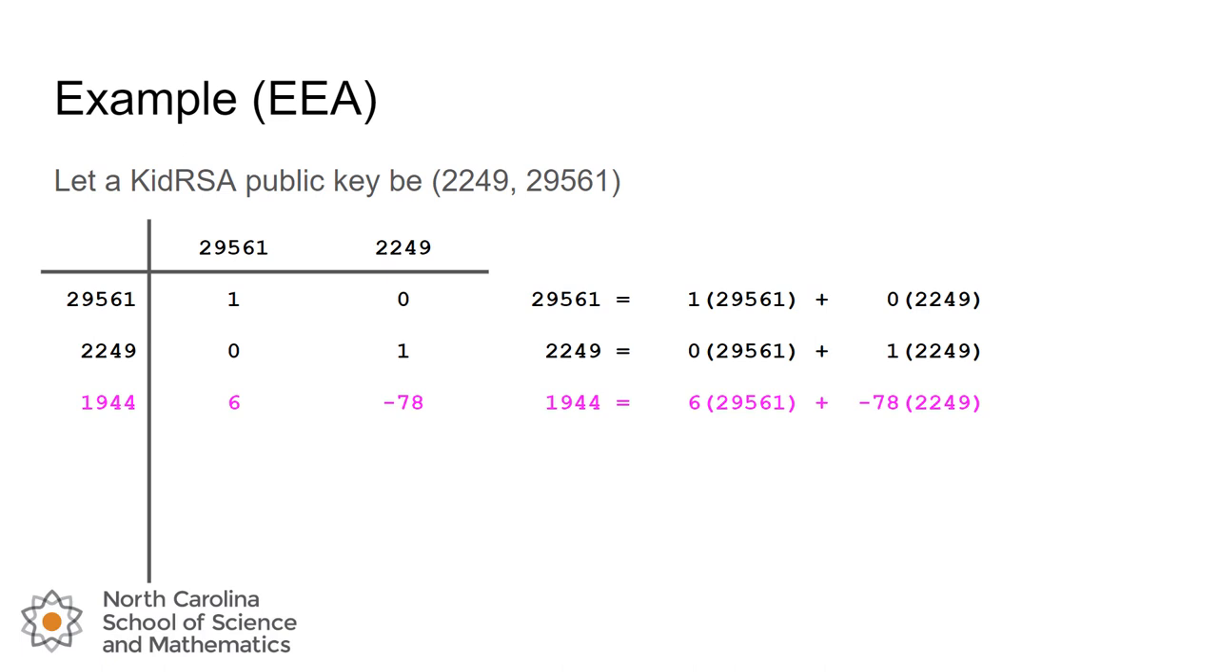Again, we'll take our bottom row of the table and subtract it from the previous row. So 2249 minus 1944 gives us 305. 0 minus 6 gives us negative 6, and 1 minus negative 78 gives us 79. And that gives us a new bottom row in the table. And again, you can check that that calculation is true. 305 is in fact equal to negative 6 times 22,561 plus 79 times 2249. Again, this is not helpful for us yet, but we're getting there.